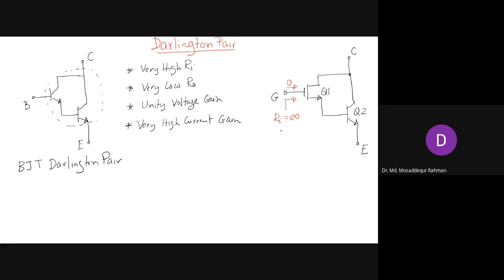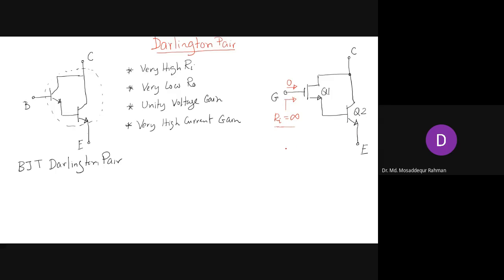Right? So by replacing the first transistor with a MOSFET, we can achieve the infinite input resistance. So that is a feature of an ideal voltage buffer. That is one step closer to the features of an ideal voltage buffer. By replacing the transistor with a MOSFET, we can achieve one of the features of the ideal voltage buffer.